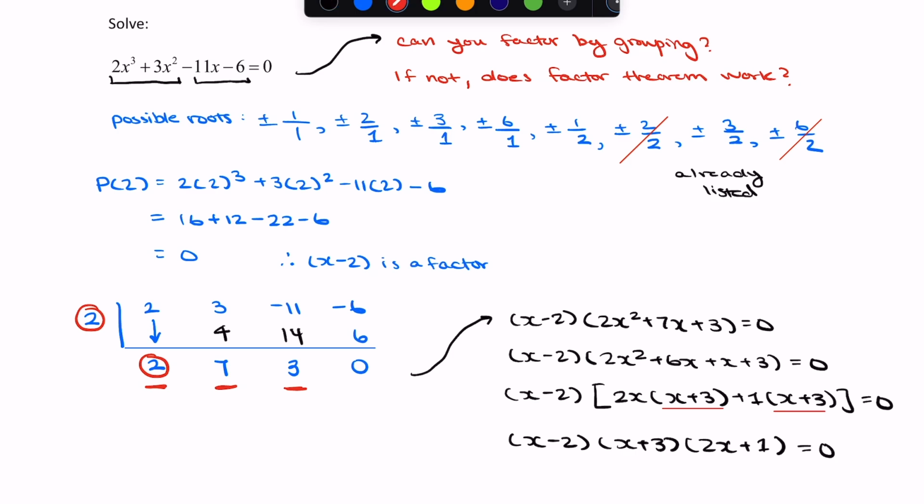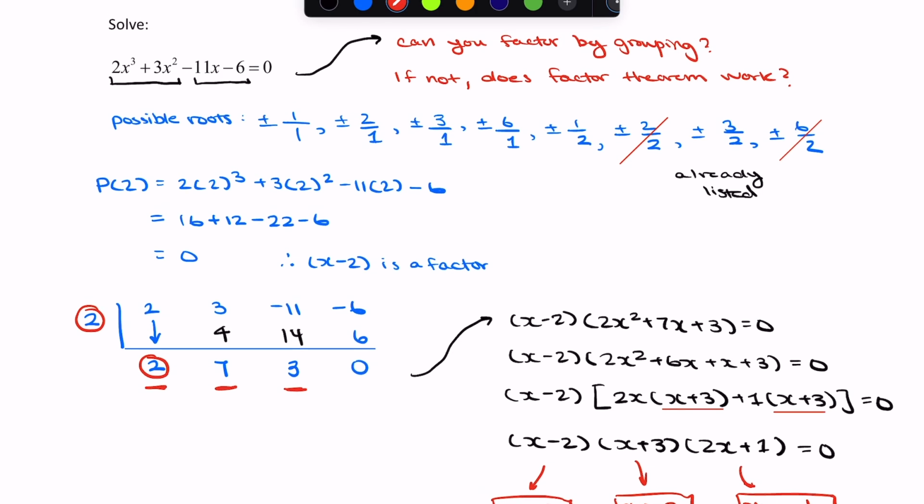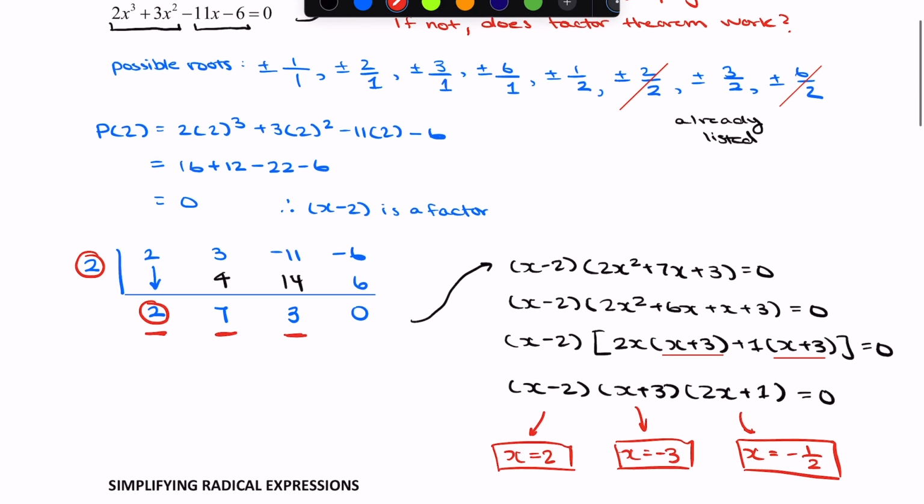So we have a couple of values for x. We have x is equal to 2. That's our first answer. We have x is equal to negative 3. That's another answer. And here we have x is equal to negative 1/2. And that's our third answer here. Yep, so again, just to review, when you look at these types of questions, can you factor by grouping? If you cannot factor by grouping, then you want to look to see if factor theorem works.